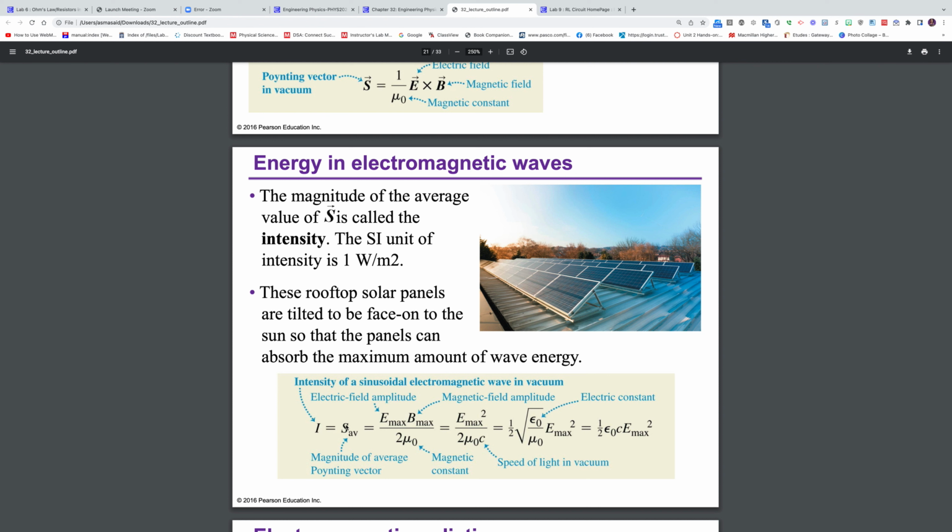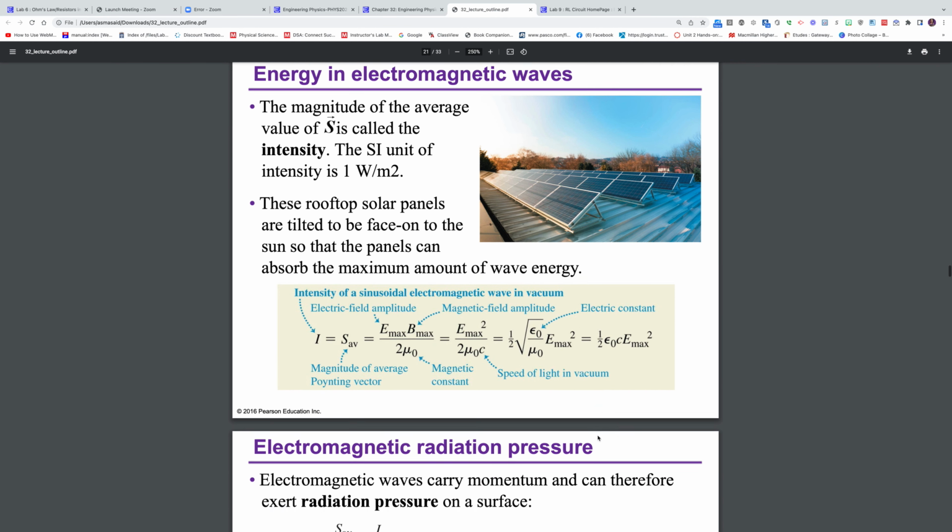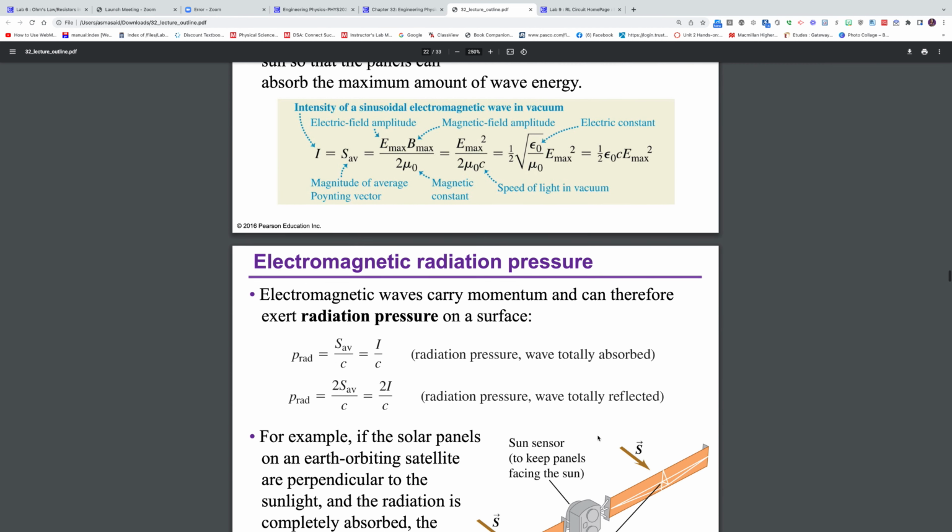Then the magnitude of the average Poynting vector is going to equal I, the intensity. If we multiply E maximum times B maximum divided by 2 mu 0, it is going to give you also the intensity. E maximum squared divided by 2 mu 0 c also gives you the intensity. And finally, this equation, 1/2 epsilon 0 c E maximum squared, is going to give you also the I. We can calculate I equals A divided power, that is power divided by the area. We're going to see this in one question.